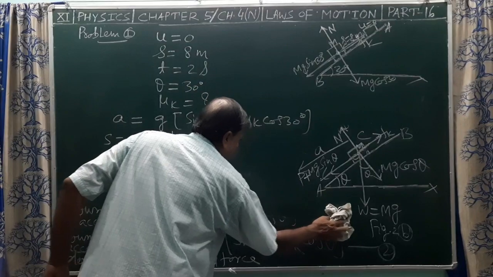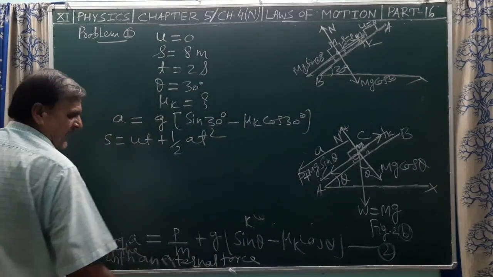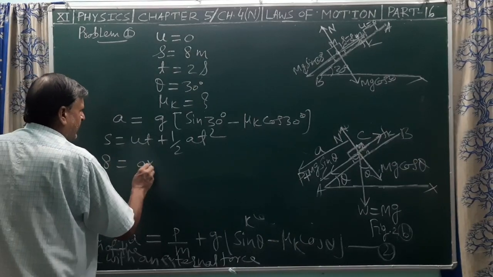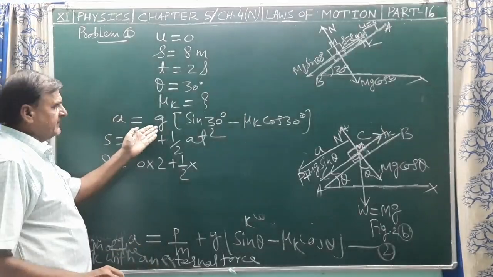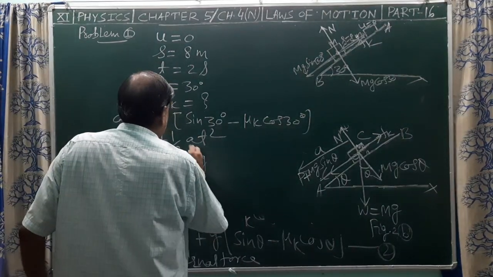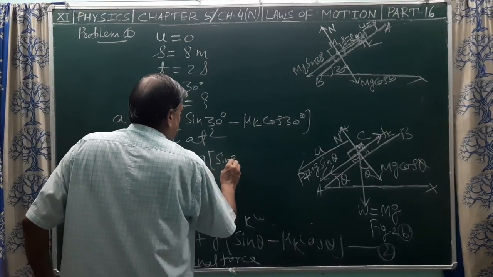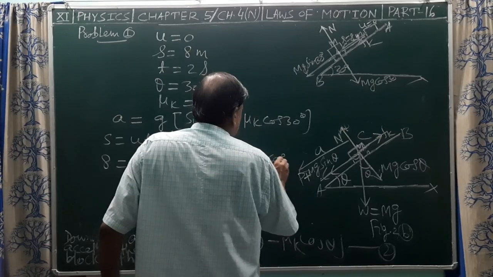The block slides 8 meter distance downward on the inclined plane in 2 seconds. So s is 8 equals to u is 0, t is 2 seconds, plus 1/2. Formula for downward acceleration is there, g into, in place of a downward acceleration we can write small g, sin 30 degree minus mu k cos 30 degree.